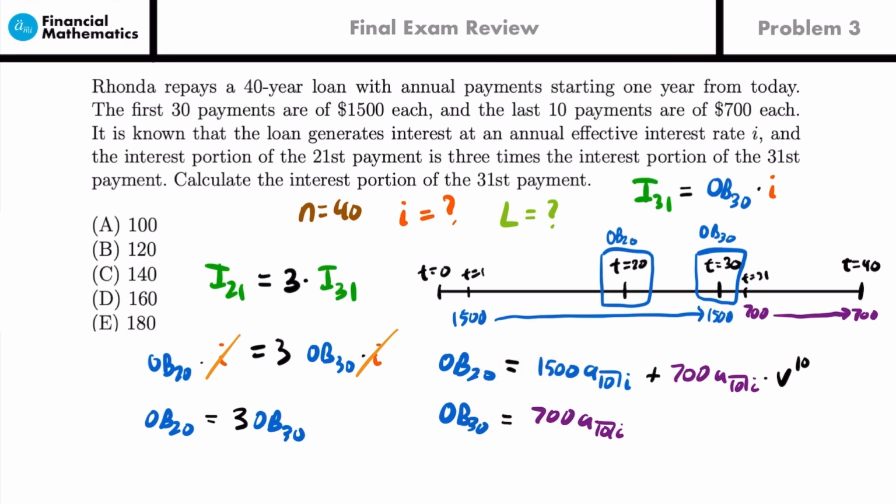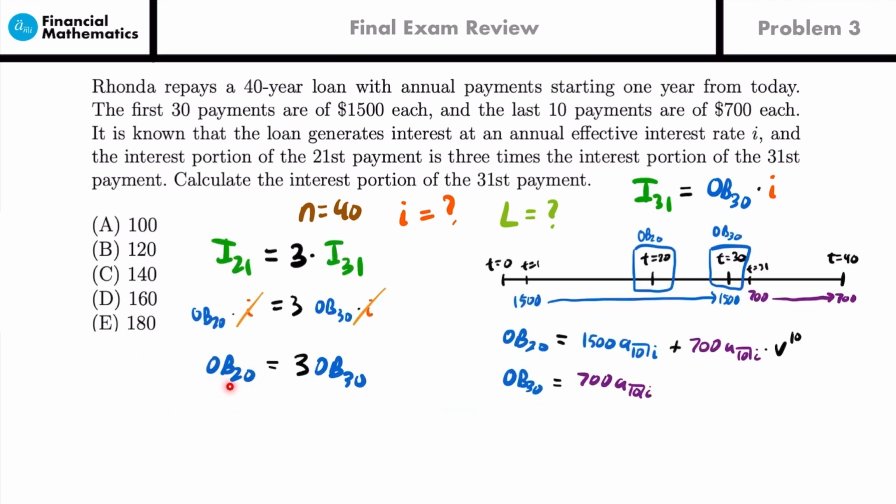Now what I'm going to do is plug in those values into this equation because we know that OB20 is equal to 3 times OB30. So let's set that up. We'll start with OB20. So we're going to write in these two terms.